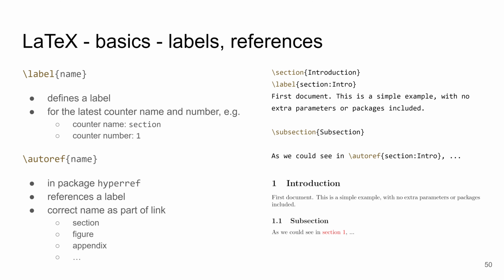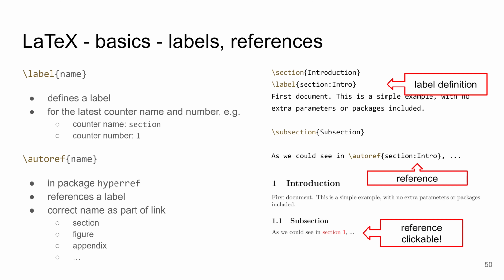It also deals with the proper case of the letters of the label. So if your link to a section is in the middle of a sentence, like mine is, the red one, the section will start with a lowercase letter. If the link would be the first part of a sentence, it would start with an uppercase letter. So this is all dealt with in the autoref command. And also, when you then produce the final PDF, this reference using autoref will be clickable in the PDF. So labels, references, and the autoref command.